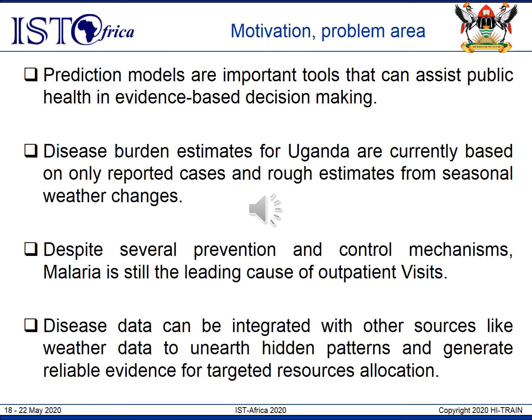For example, currently when there is a malaria prevention campaign, they will say, let us distribute mosquito nets, and they normally distribute evenly, for example, to all households in a particular region or in every region of the country. Yet the malaria cases increase is not likely to be the same.